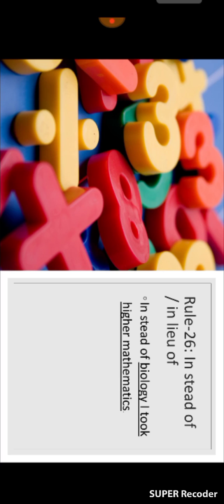So instead of biology, I took higher mathematics. I can mention here another example. I took meat in lieu of fish. That means we can use in exchange of anything. We should use instead of or in lieu of. Okay, dear students, move on to the next rule.